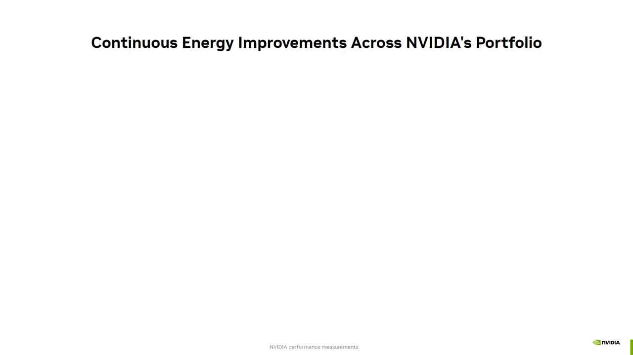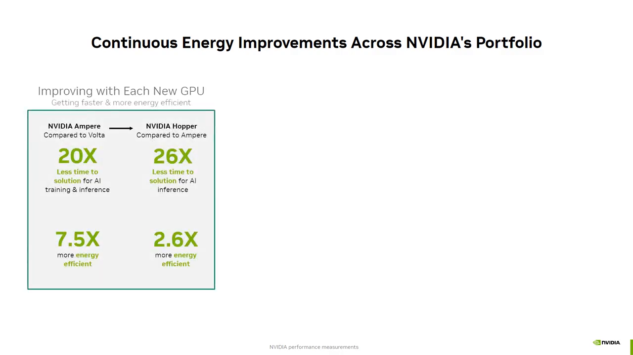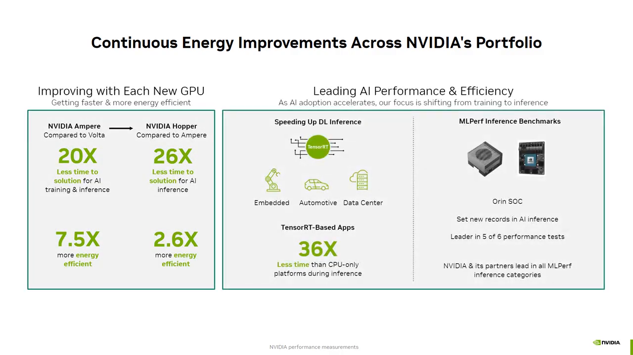NVIDIA continues to strive for a net zero data center with improvements across the GPU hardware from generation to generation, as well as across networking equipment. From Ampere to Hopper, there was significant improvement, and combined with the ability to run AI workloads faster and more efficiently, the amount of time a GPU is in use is reduced.